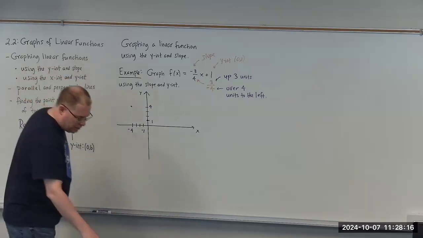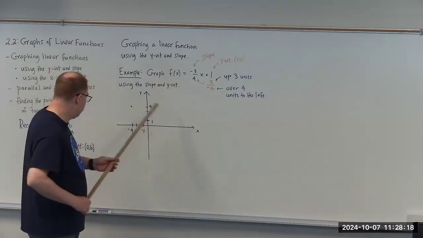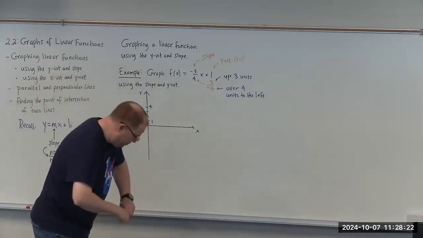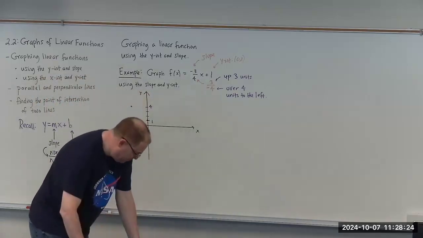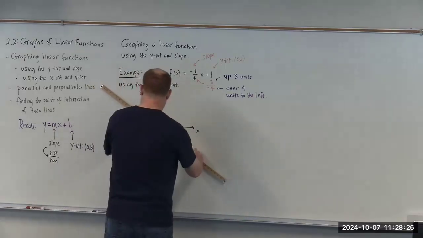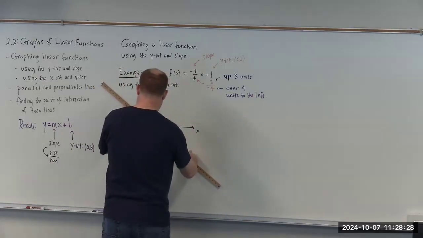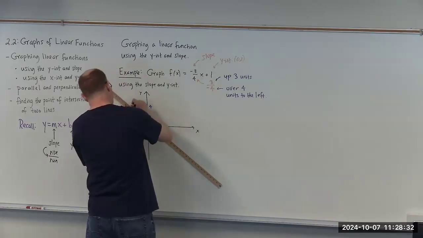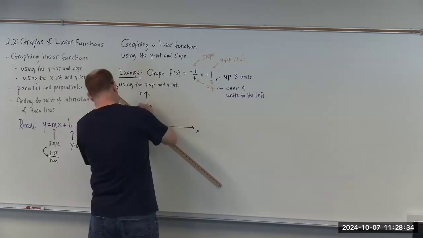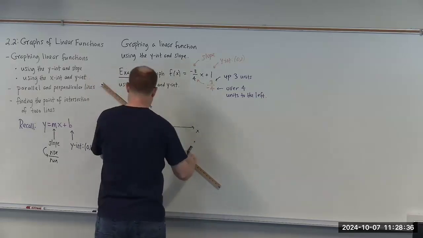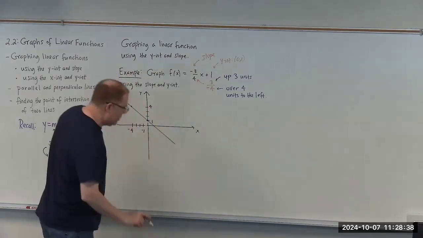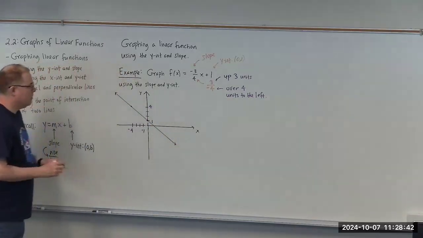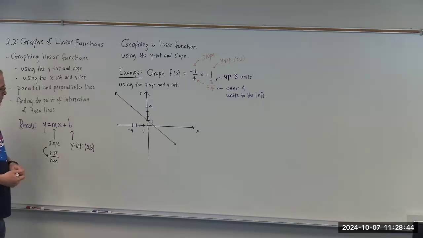All right, so now to do is connect them with some kind of straight edge. Draw the ruler here. It's going to look something like this. And there's a line. And that's how you do it.